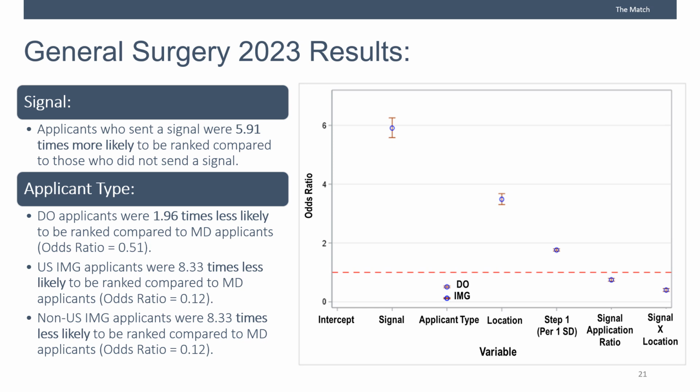Now, breaking it down by applicant type, DOs, US IMGs, and non-US IMGs. For DO applicants, they were 1.96 times less likely to be ranked compared to their MD peers. For US IMGs and non-US IMGs, they were both 8.33 times less likely to be ranked when compared to their MD peers.